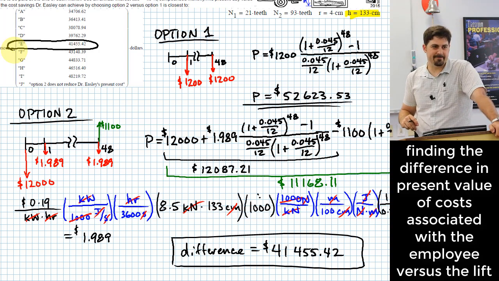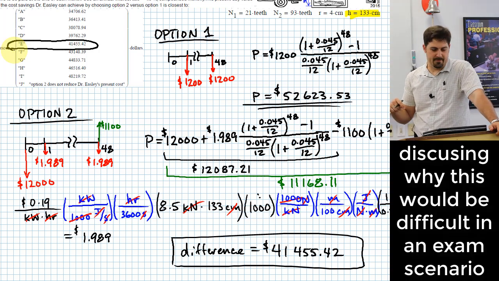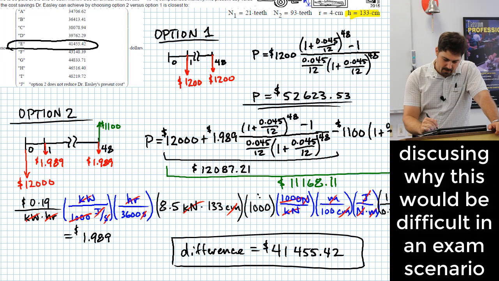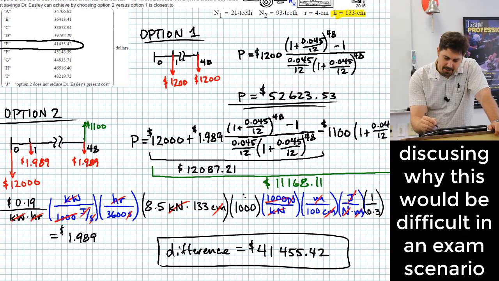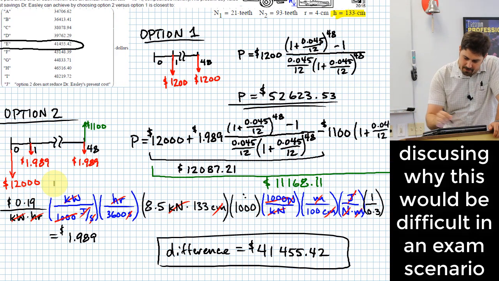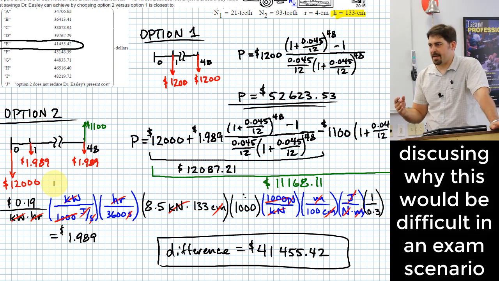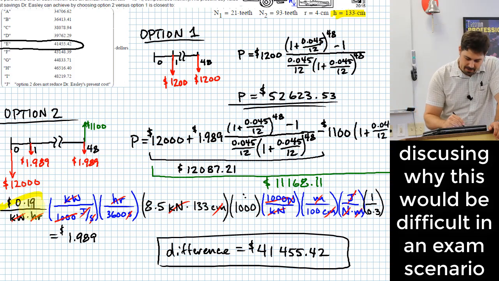All right. What was the hardest part of that question? Keeping track of all the numbers, honestly. The engineering econ part of it really wasn't that bad, right? No, it wasn't. It's this right here.